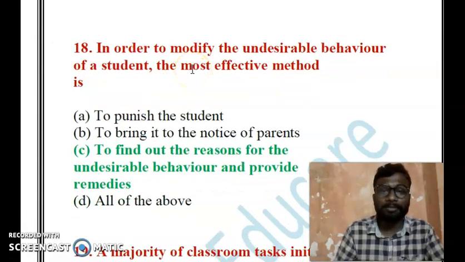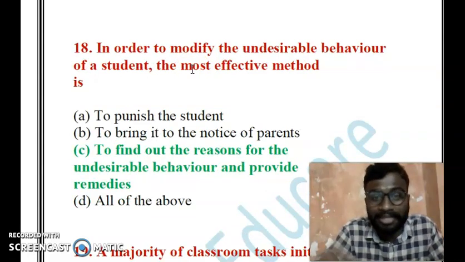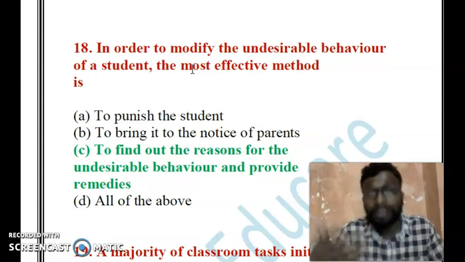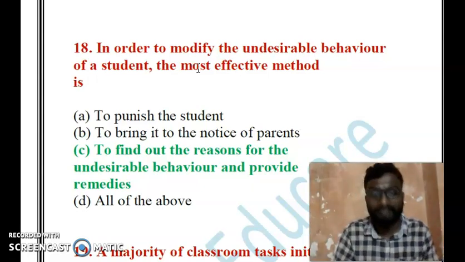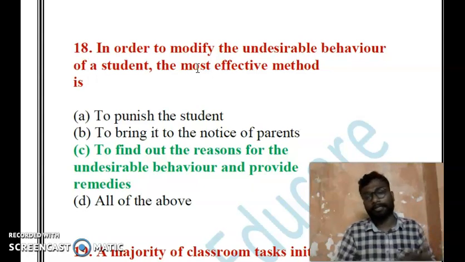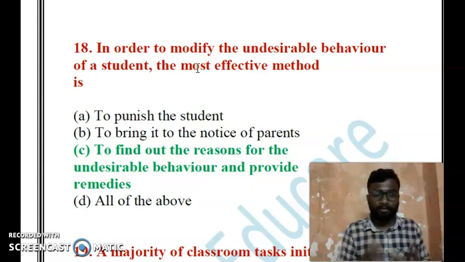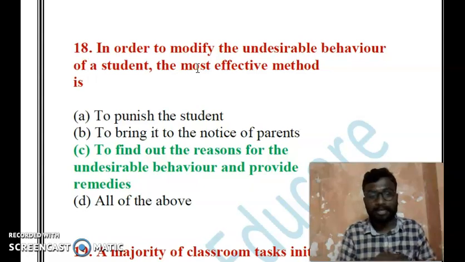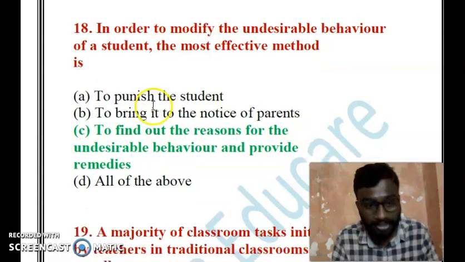To modify the undesirable behavior of a student, the most effective method is, whenever the student is in an undesirable behavior, or if he is behaving in an undesirable way, we have to find out the reasons for the undesirable behavior and provide the remedies. Yes, we should be in a position to provide the remedies for undesirable behavior. Why is he behaving in an undesirable manner? We should know the reasons why he is in the undesirable behavior, and we should provide the remedies for him, so that he will change his attitude.